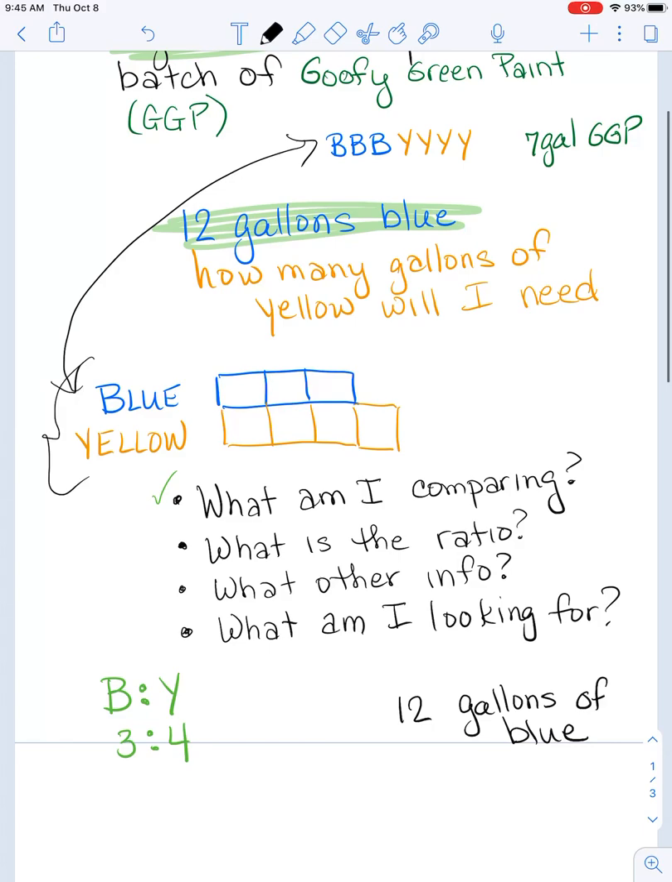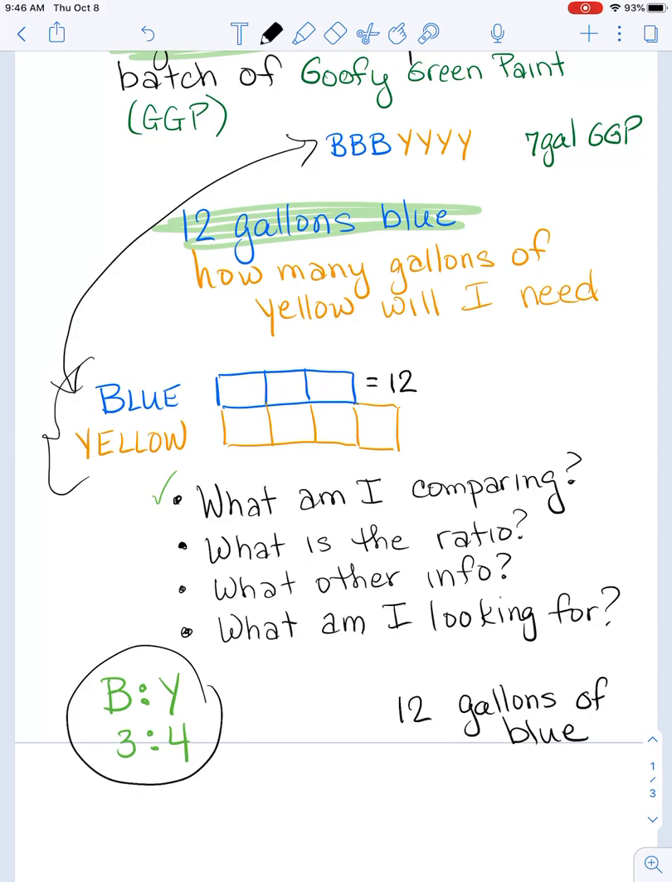And what am I looking for? I'm looking for how many gallons of yellow. Okay, so what to do? I've already reflected this in my tape diagram. Now, what am I going to do with this 12 gallons of blue? Well, I'm going to go back to my tape diagram, and I'm going to say these 3 boxes have to represent in this problem 12 gallons of blue. So that has to be 12.